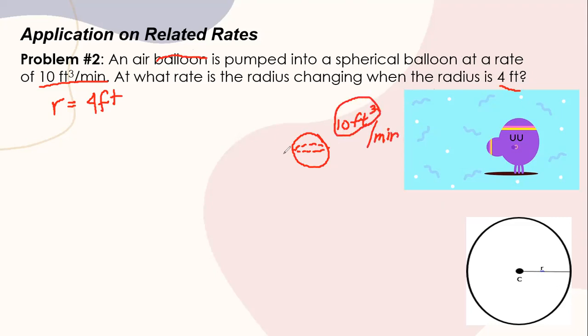Itong cubic feet na to, ang dinedefine niya ay ang volume. Okay? So, nag-change yung volume with respect to time. So, per minute, lumalaki ng 10 cubic feet. And that is, we have our dV over dt. Again, derivative is defined as the instantaneous rate with respect to another variable. So this dV over dt is the rate of change of the volume with respect to time. So we have 10 cubic feet per minute.